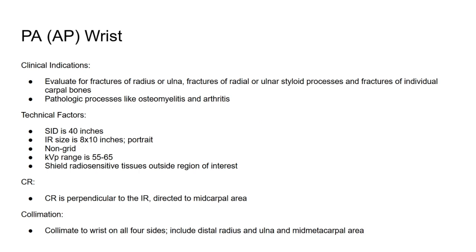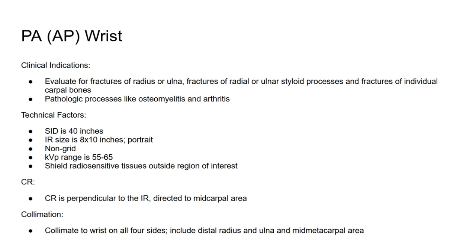Since we are focused in the carpal area, it's not a shocker that we're going to see fractures of the carpal bones. Now, of those 8 carpal bones, the most likely you're going to see visualized in a fractured situation is going to be the scaphoid. And in terms of pathologies, you're going to see a patient with osteomyelitis or arthritis.